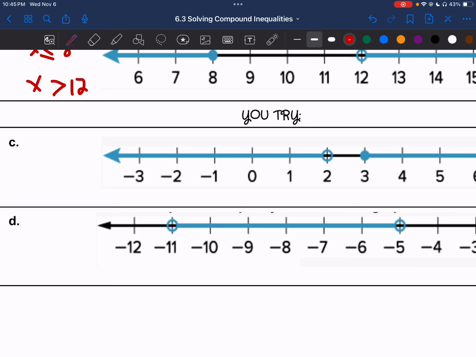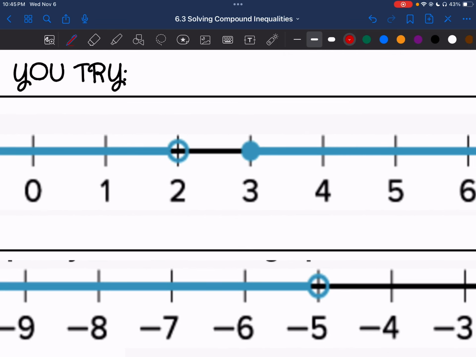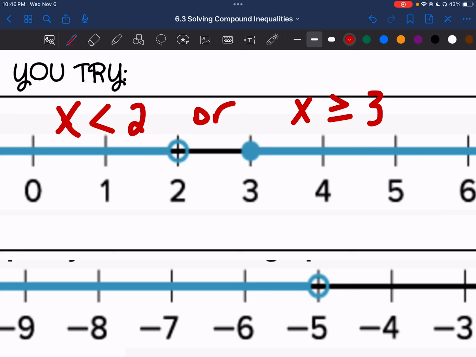All right, so over here, we're shading to the left from 2, so we're going to have x is less than 2, and it's an open dot, so it's just less than. On the right, we have our value, we're going to be greater than, and it's a closed dot, so it's greater than or equal to. So x is less than 2, or x is greater than or equal to 3. All right, and you should specify the word or here.